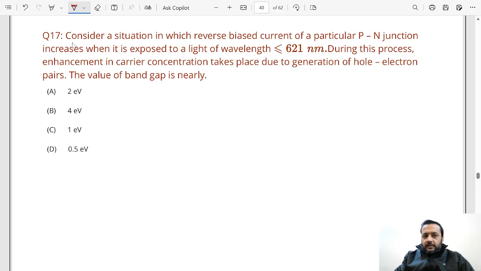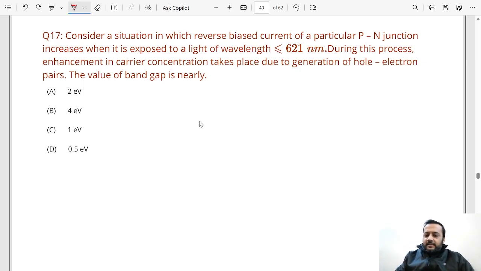Here, consider a situation in which the reverse bias current of a PN junction increases when it is exposed to light of wavelength 621 nanometer. During this process, enhancement in the carrier concentration takes place due to the generation of electron-hole pairs. The value of band gap is nearly? So this question is from semiconductors. It's a very easy question, just that you have to understand it.